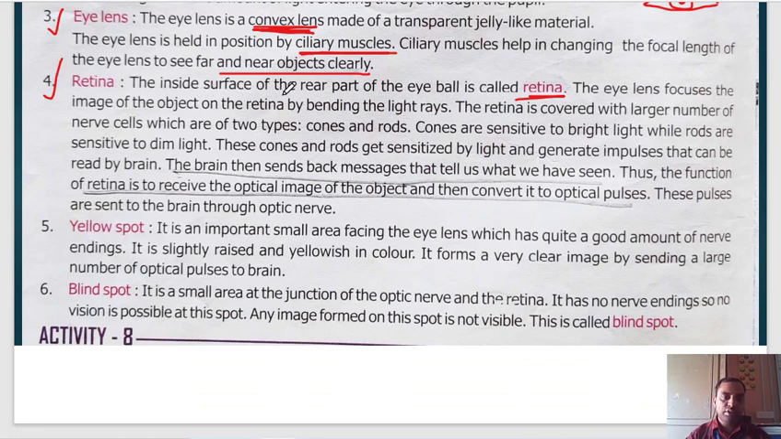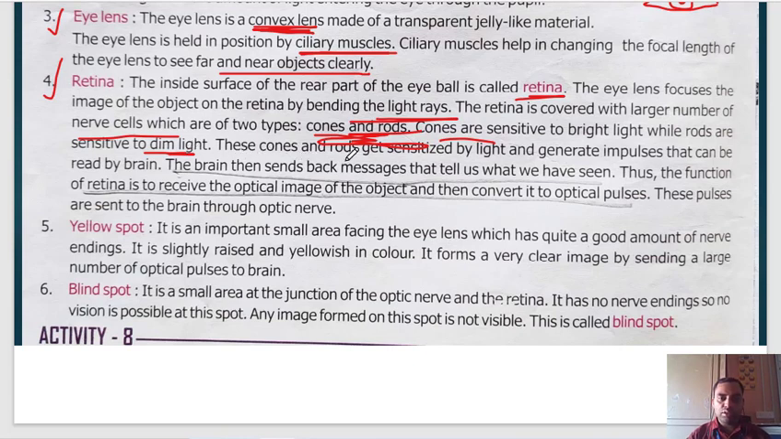The inside surface of the rear part of the eyeball is called retina. The eye lens focuses the image of the object on the retina by bending the rays of light. The retina is covered with a large number of nerve cells, which are of two types. One is cones and the other is rods. These nerve cells are important. Cones are sensitive to bright light, while rods are sensitive to dim light. There are two types of nerve cells, cones and rods.